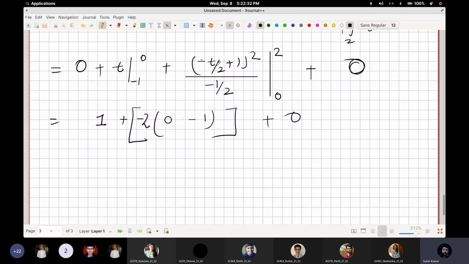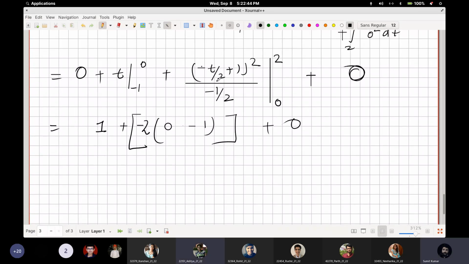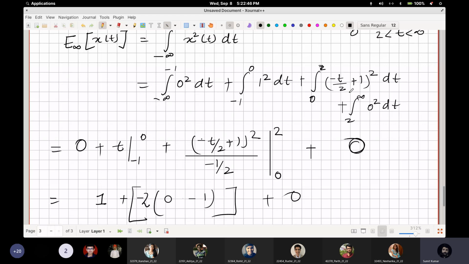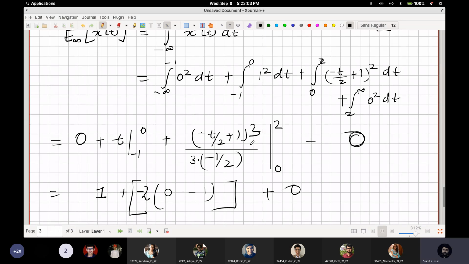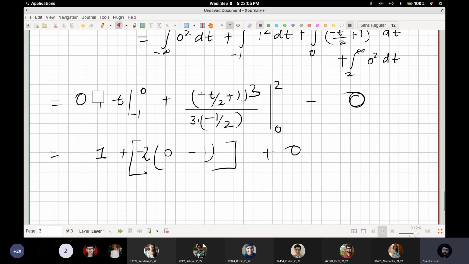If we put 2 here, what will you be getting? 2 divided by 2, so 0 square, so that is 0. When you put 0 here, what? When we put 0, we should get a 2. Sorry. When I integrated this square, this is square, right? Sorry, it's my bad. It's going to be cube, isn't it? Divided by 3 times this. Sorry, I made a mistake there. Okay, let me do this again here.